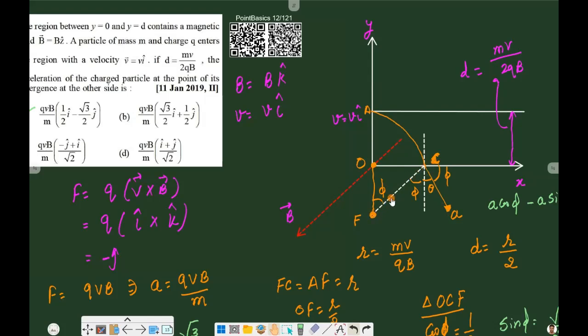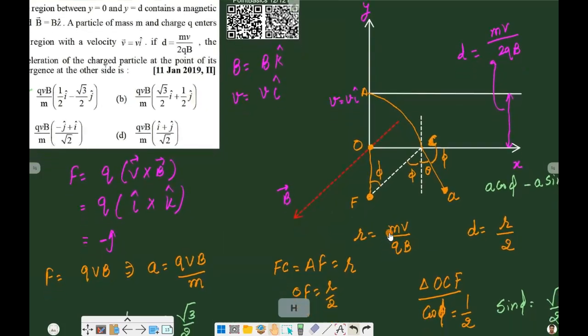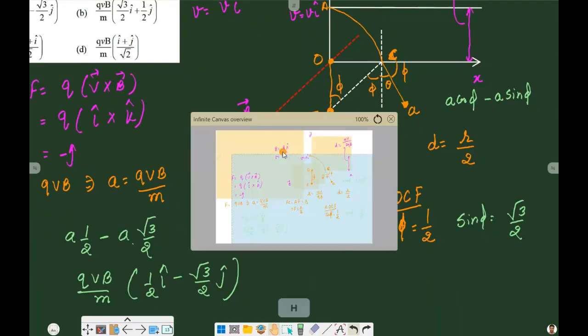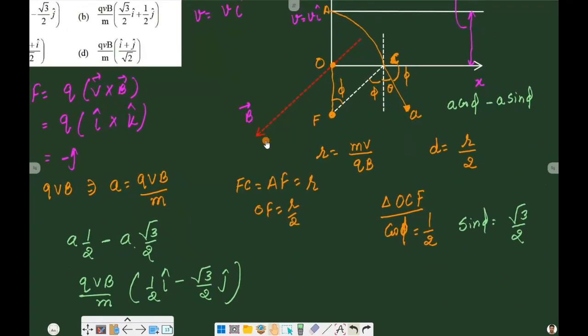So we know the value of FC. The value of OF can be found out easily, as AF is equal to radius and OF is equal to radius minus the value of AO. AO is equal to thickness, and thickness is equal to R by 2. So now using OF and FC, we can find out sine and cosine components, and then we can resolve this acceleration into its corresponding components. So this will be the basics of this question.